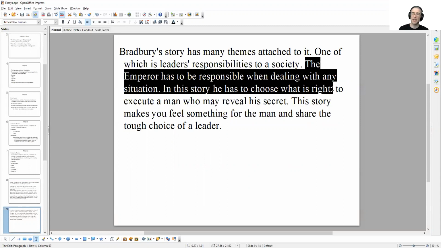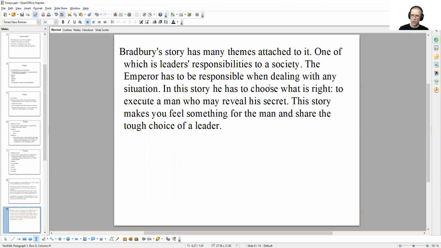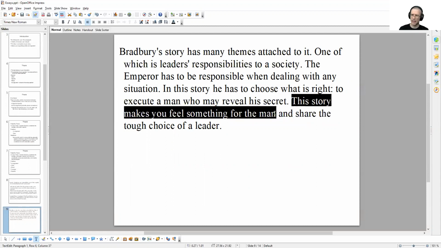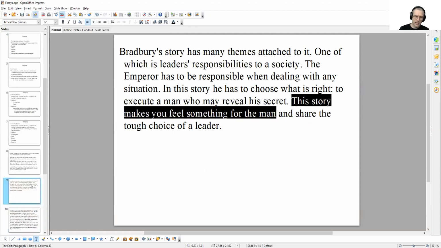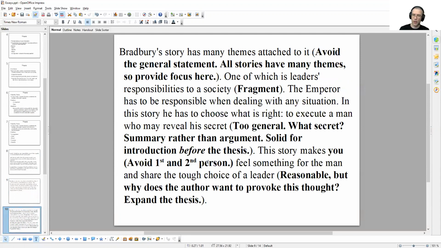Your thesis statement has to be a single focused sentence. Then it leads into, from this idea about the emperor's responsibilities, to the idea that it makes you feel something for the man. There's no real thesis statement that evolves out of this point.